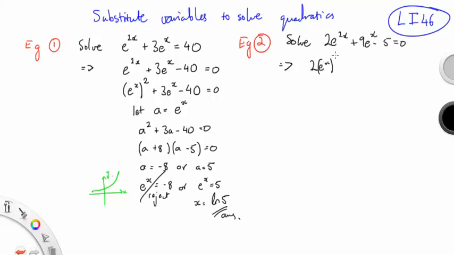to the x squared. 2e to the x all squared plus 9e to the x minus 5 equals 0. Okay, now we have to do the substitution. So let's let a equal e to the x. So a is going to replace each e to the x. So we get 2a squared plus 9a minus 5 equals 0. Now we have a quadratic to solve.